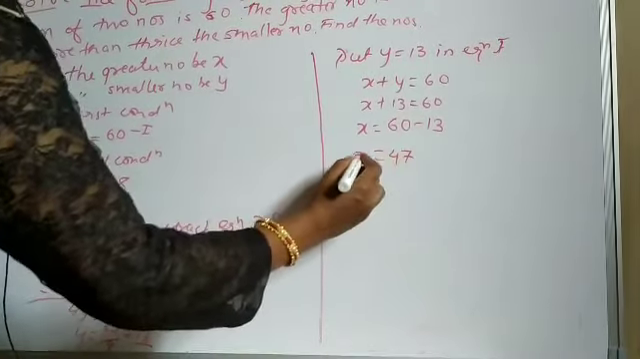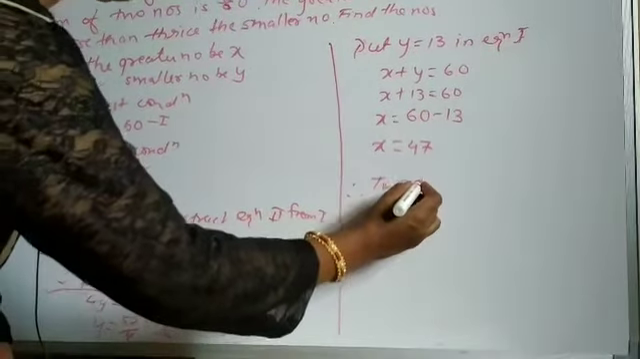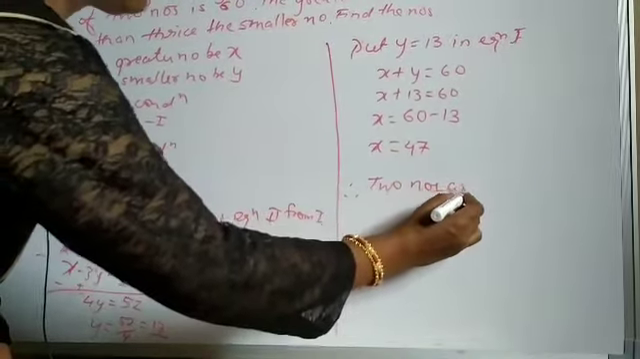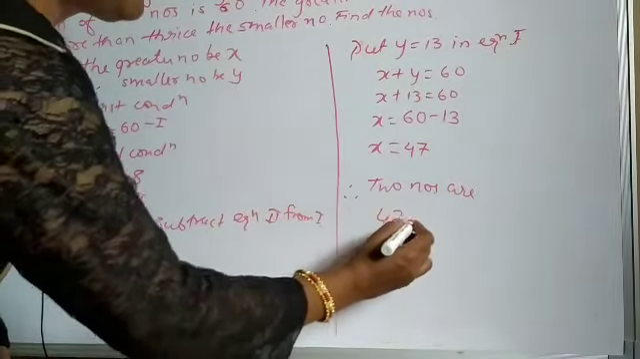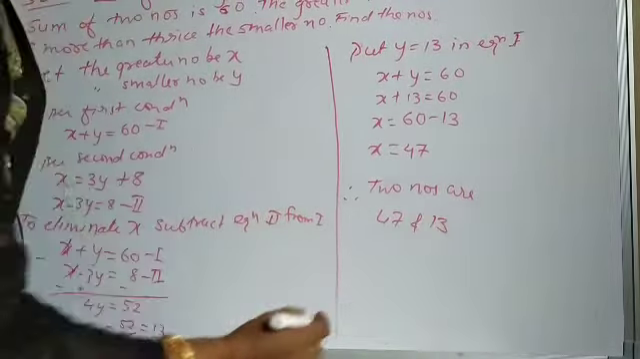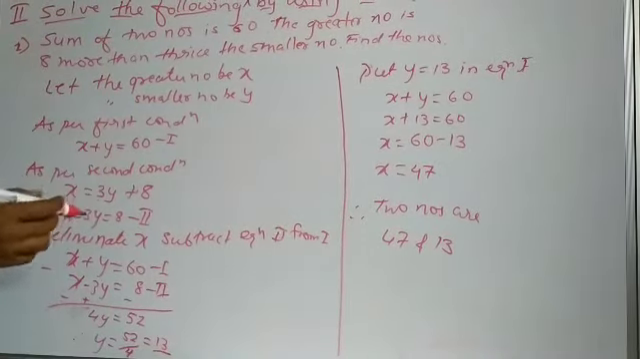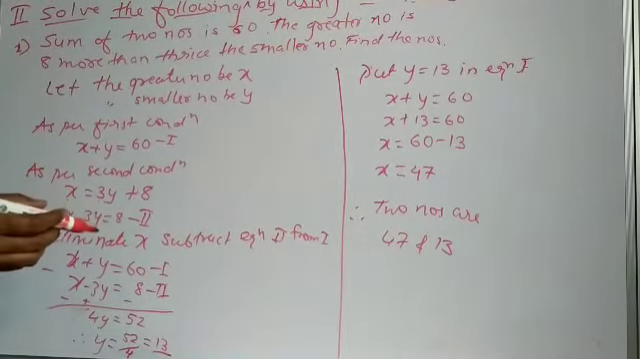Therefore, the required two numbers are 47 and 13. If you want, you can check the answer. Put the values of x and y in any one equation, whether it is 1 or 2. So see here, 47 plus 13 is equal to 60. So our answer is correct. This way you can check your answer also.